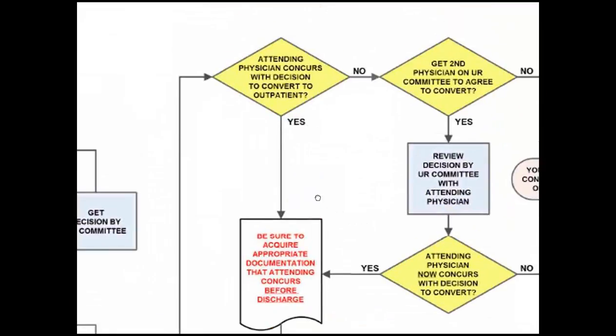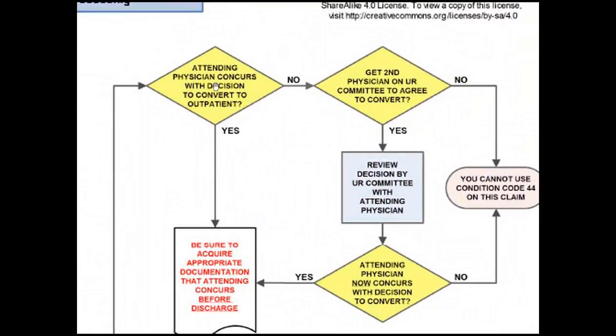We'll go back to that box, because I want to talk about what if they did not concur with the decision to convert. Then you want the UR committee to see, have they got two physicians agreeing that it should be converted? If the answer is yes, at least two physicians on the UR committee say it should be converted, then you want to go back to the attending and try and talk them into it again, and see if you can get concurrence.